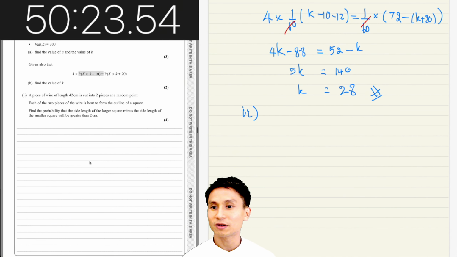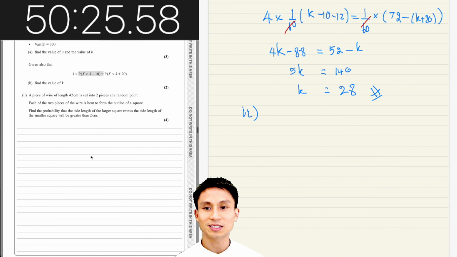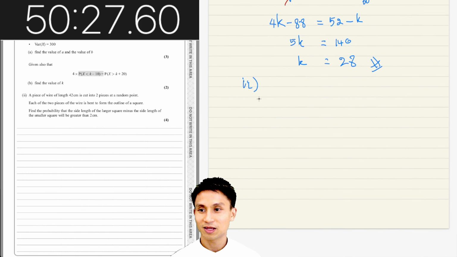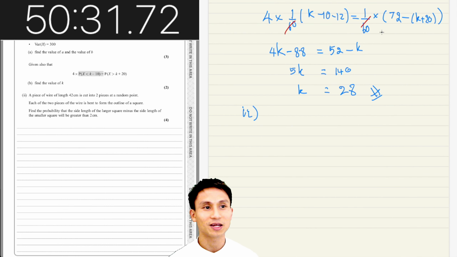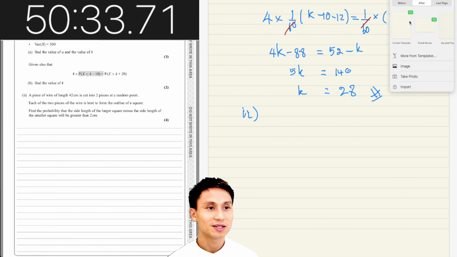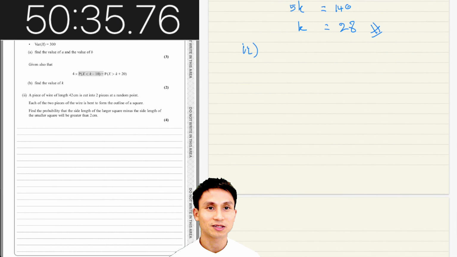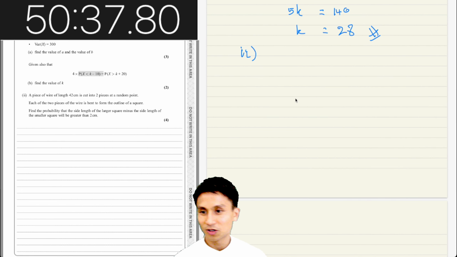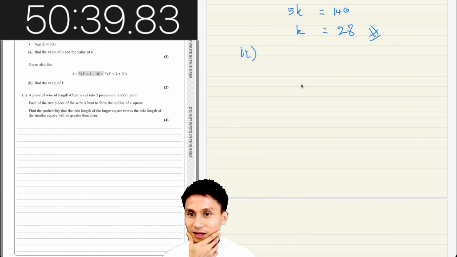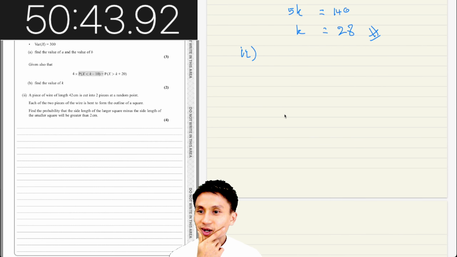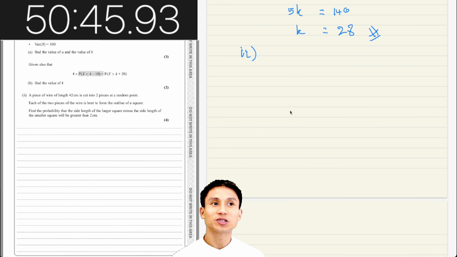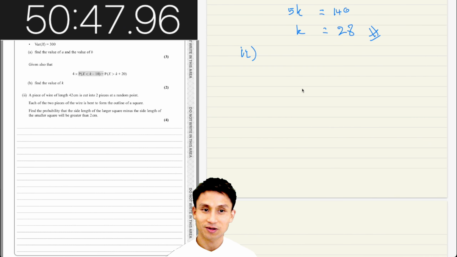A piece of wire of length 42 is cut into 2 pieces at a random point. Each of the 2 pieces of the wire is bent to form an outline of a square. This question comes up quite a lot, yeah? So we get a smaller square and a larger square, okay?